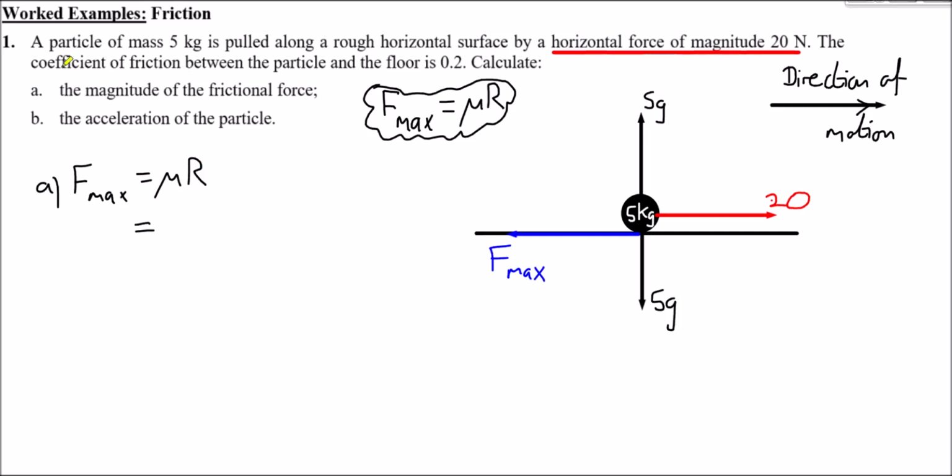Now we're actually told what mu is. We're told that the coefficient of friction between the particle and the floor is 0.2. So mu is 0.2. Now this normal reaction force, again we've worked out, must be equal and opposite to the weight. So that's going to be 5g. So Fmax is 0.2 multiplied by 5g. 0.2 times 5 gives us g. And that, therefore, is going to be 9.8 newtons.